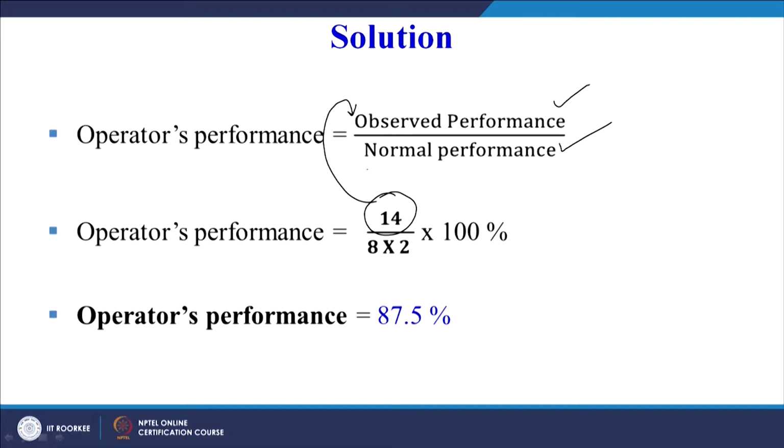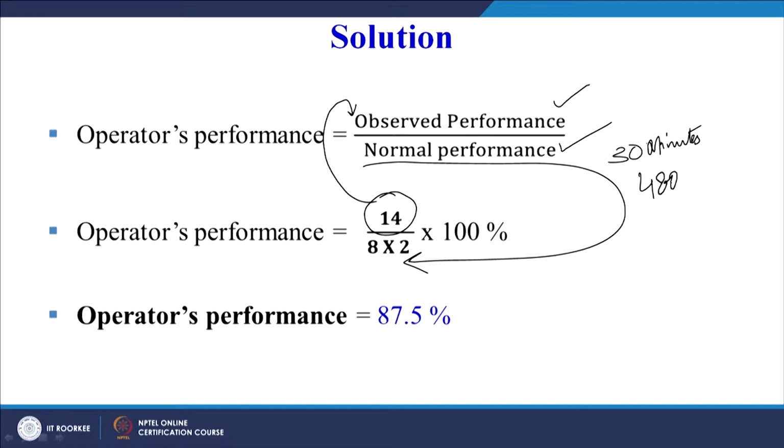What is the normal performance expected? Because it takes 30 minutes, if you remember, it takes 30 minutes per job. So in 8 hours, how many minutes do we have? We have 480 minutes in 8 hours. So how many jobs are expected? So we can see that 16 jobs are expected. Normal performance is 16 jobs.